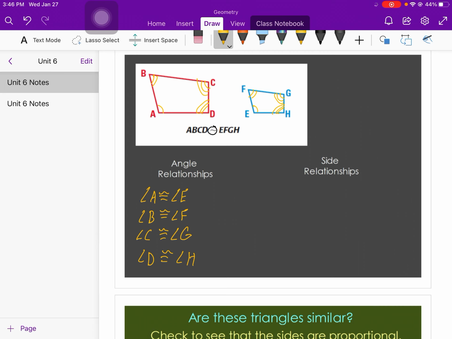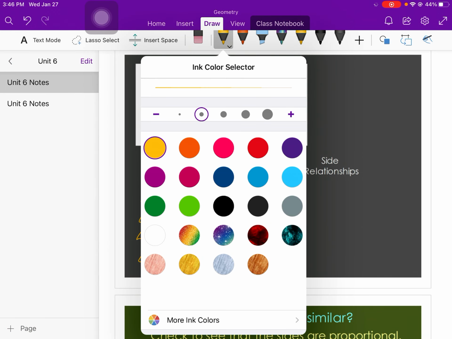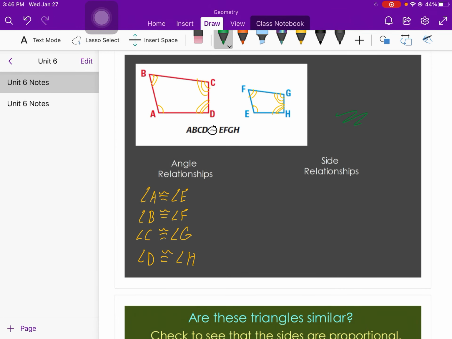Now, when I was talking about sides being in proportion, how that looks, let me choose a different color here. That one shows up pretty well. So the side relationships would be like side AB. That is in proportion to side EF, the corresponding side over here. Now, those sides are not congruent. They're definitely different measurements, but they will reduce to the same fraction.